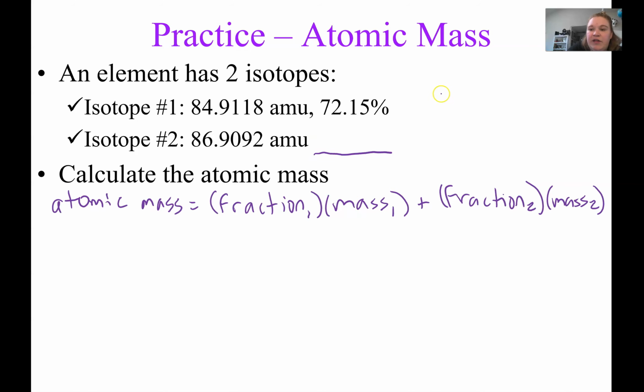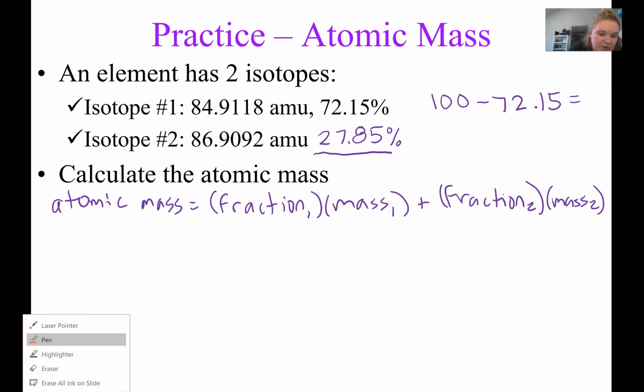This is very easy to figure out though. We know that our element only has 2 isotopes, so I can say 100 minus 72.15%, and I will get 27.85%. So we can always find that missing percentage. So now, to put this into our equation, I don't want my percentages to be in percentage form. I want them to be in decimal form. So really what we're doing is we're just dividing those by 100.